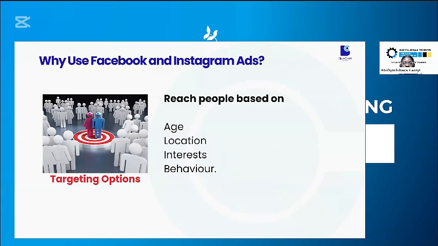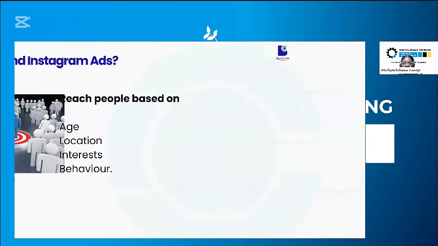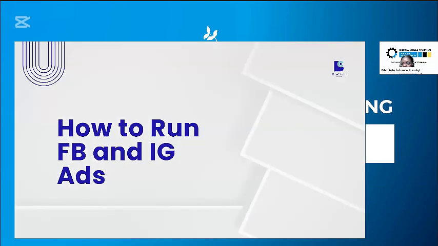We also have targeting options, which we have really hammered on. So you can reach people based on what you want particularly. So you're not just running an ad to millions of people, you're reaching the people that are going to buy your service or your business. So that's another reason to use Facebook and Instagram ads. Now we're going to go into how to run it.